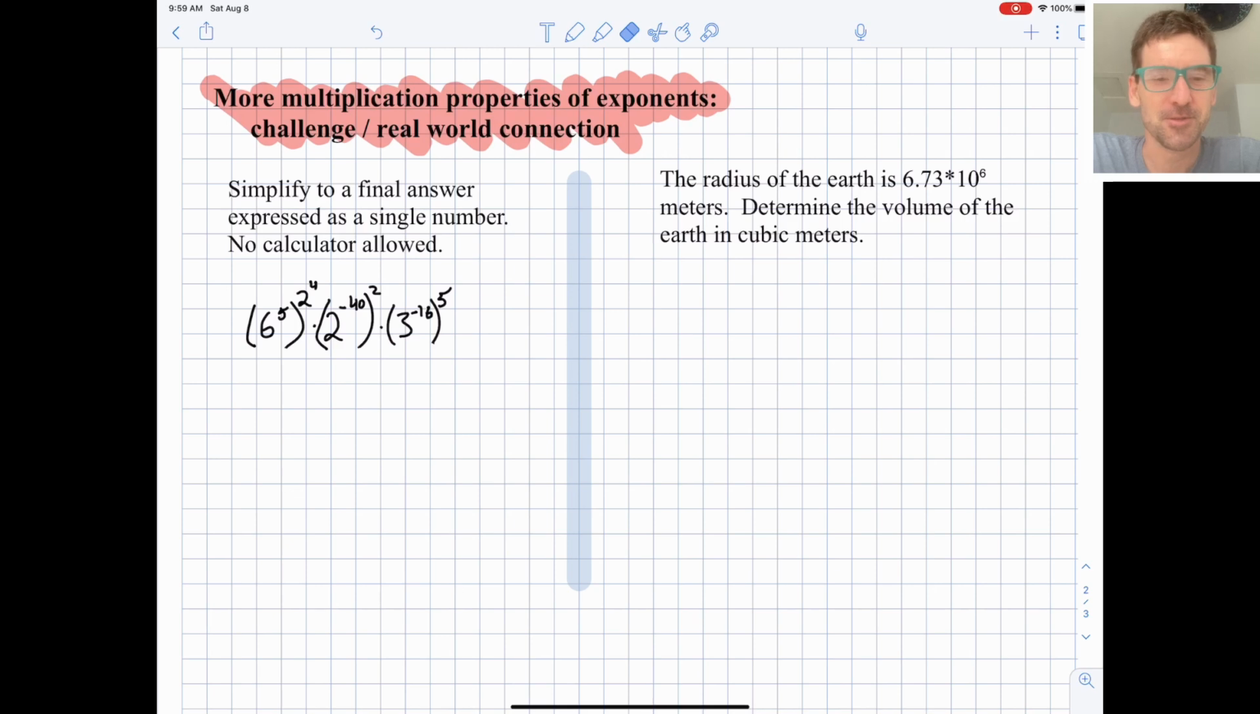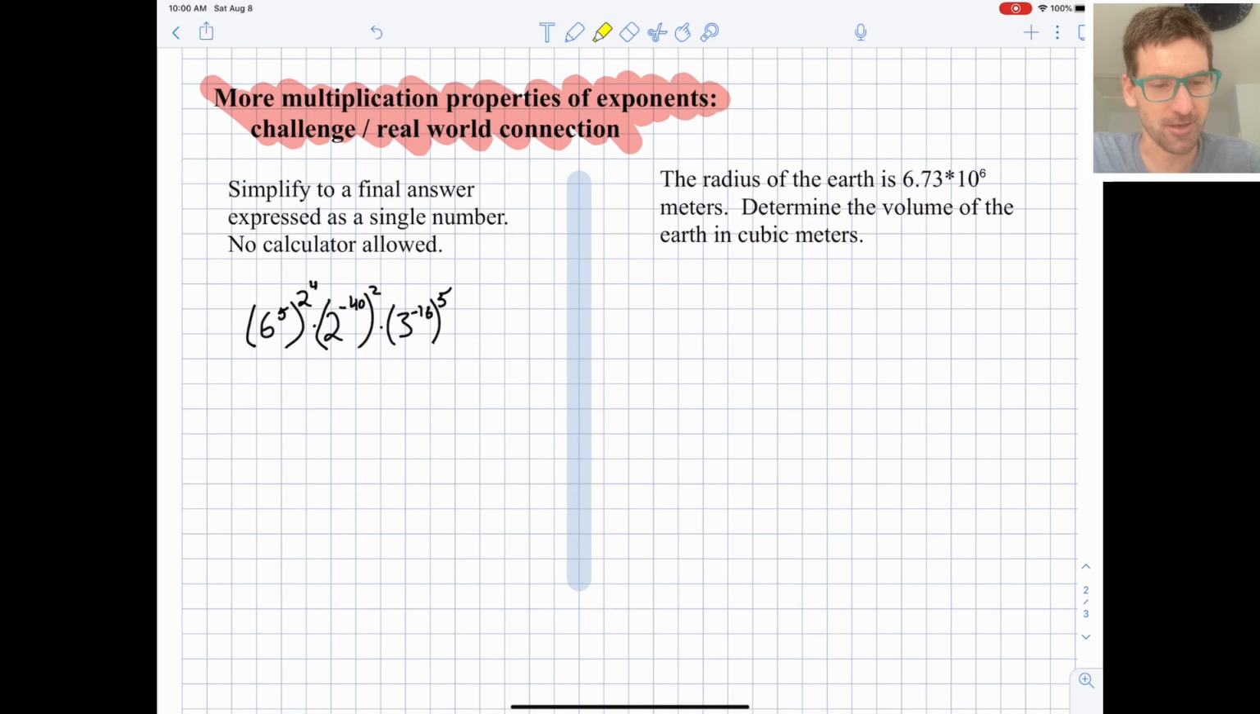All right, so for this first one, we need to simplify, and it looks like we need to get a final single number as an answer. So no bases to powers or anything like that, just a single final number and no calculator allowed. And this looks absolutely intense. Huge exponents, so hopefully things will cancel out, simplify down, and let's see here.